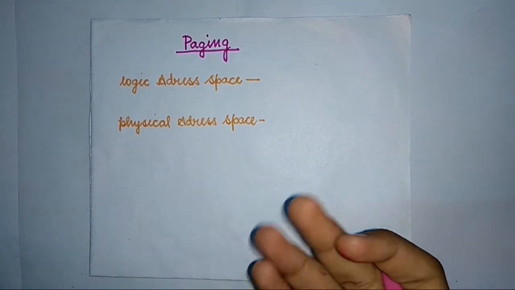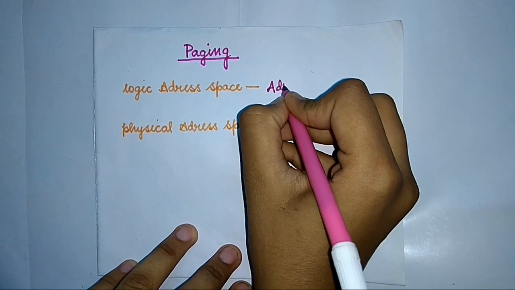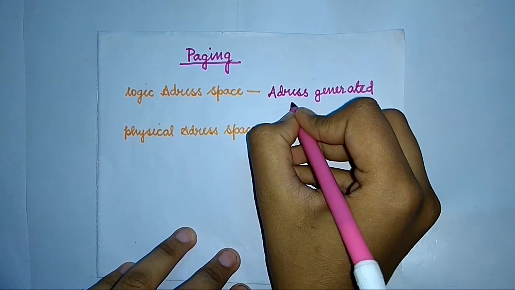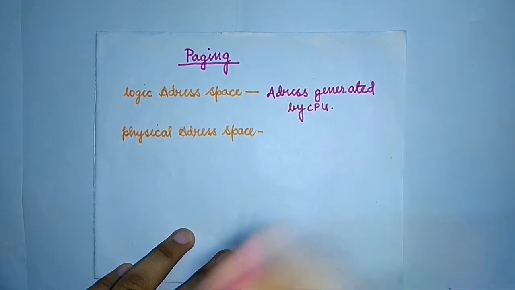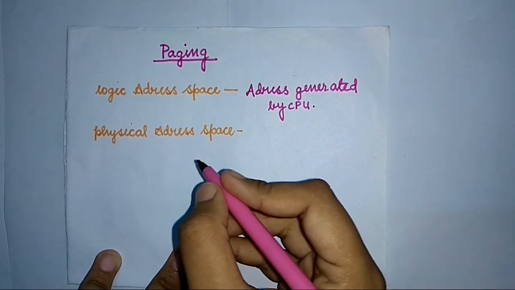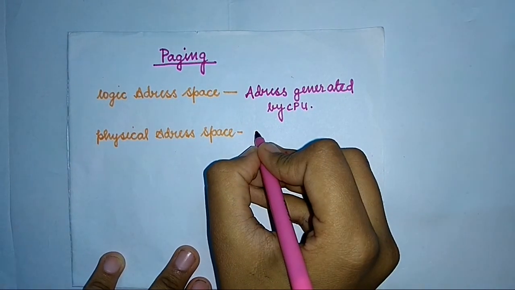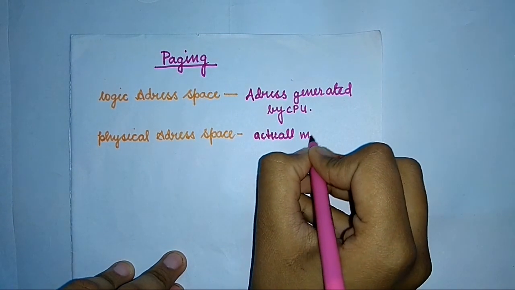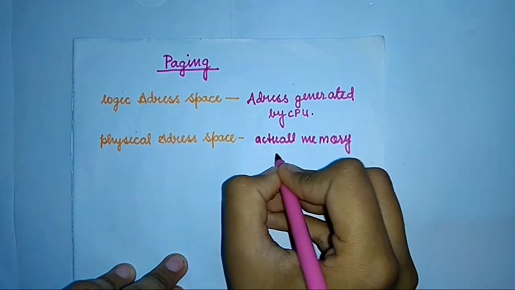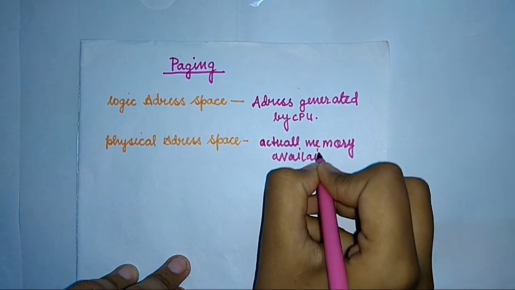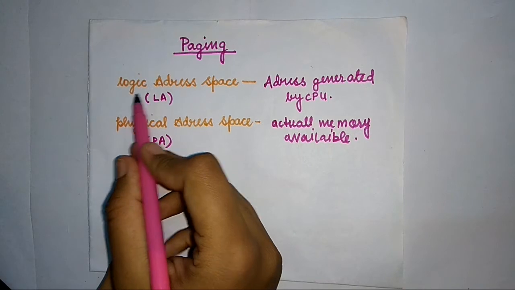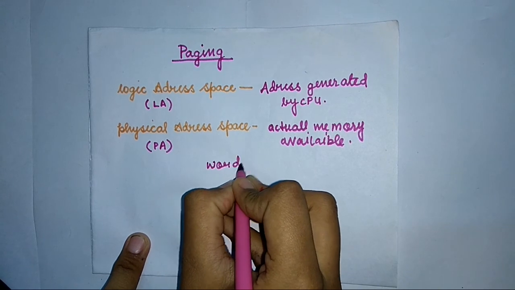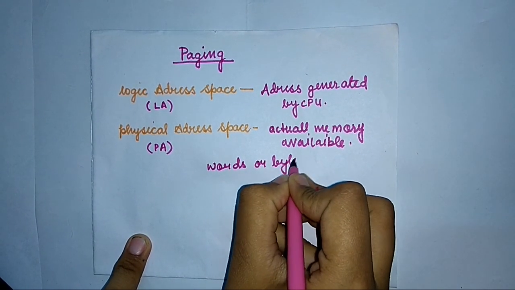So, what is logical address space? Logical address space is the address generated by the CPU. And what is physical address space? Physical address space is the actual memory available. Both the logical address space and the physical address space are represented in terms of words or bytes.